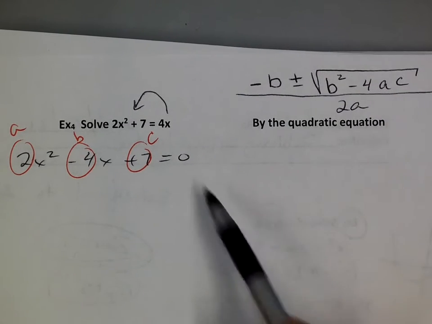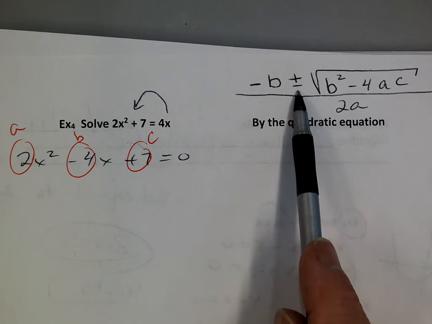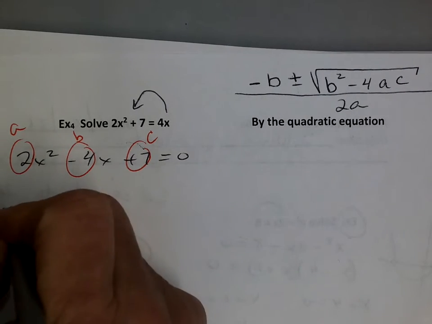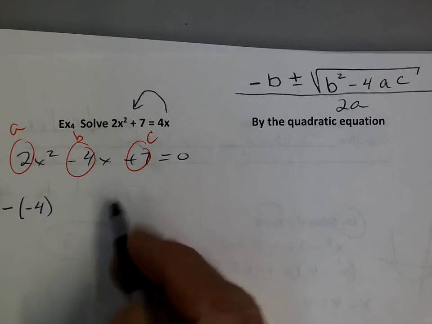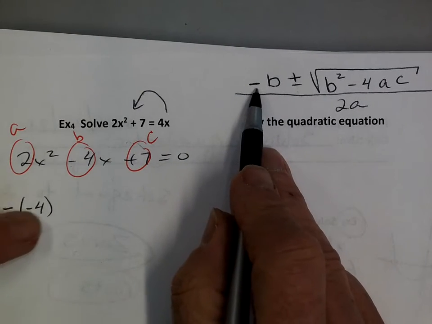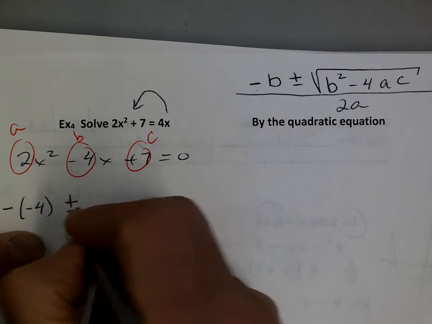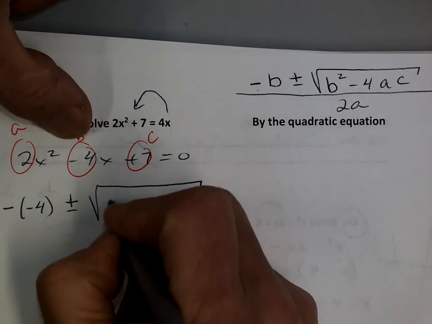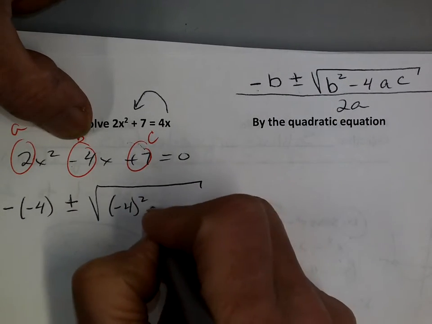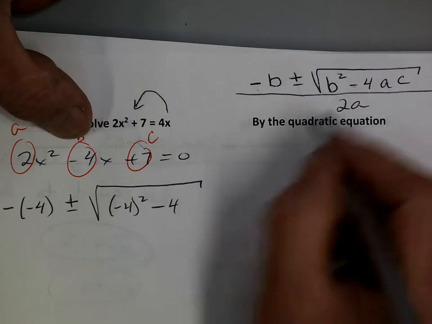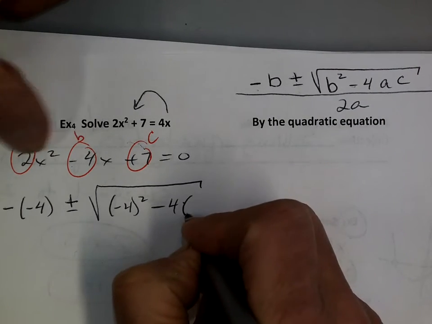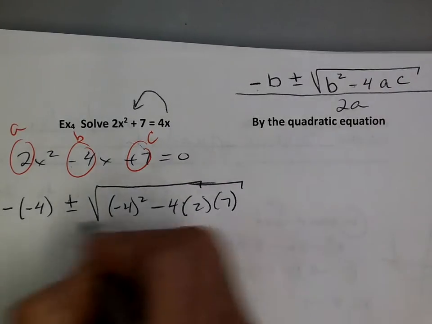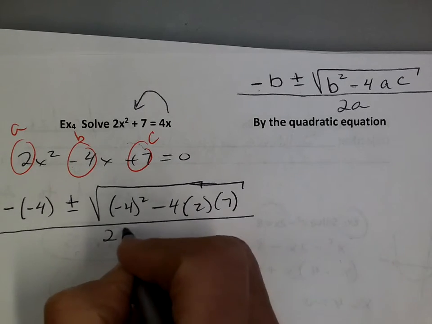There's always two answers because of the x squared, and that's where the plus or minus comes in, right? So I'm going to go ahead and use my formula. So I'm going to go minus b, or a negative 4, because b is a negative 4. So I get a negative 4 plus or minus square root b squared, which is a negative 4 squared, minus 4, and 4 is in the formula, times a, which is 2, times c, which is 7, okay? All over 2 times a, which is 2 times 2.